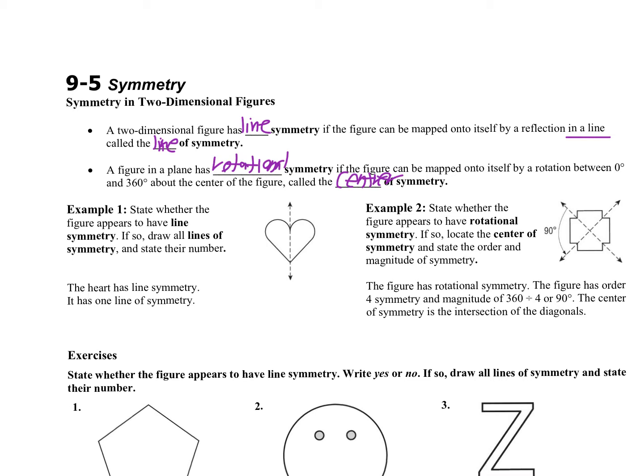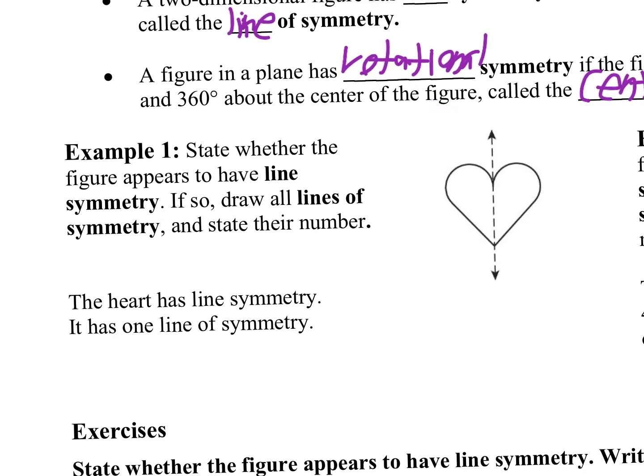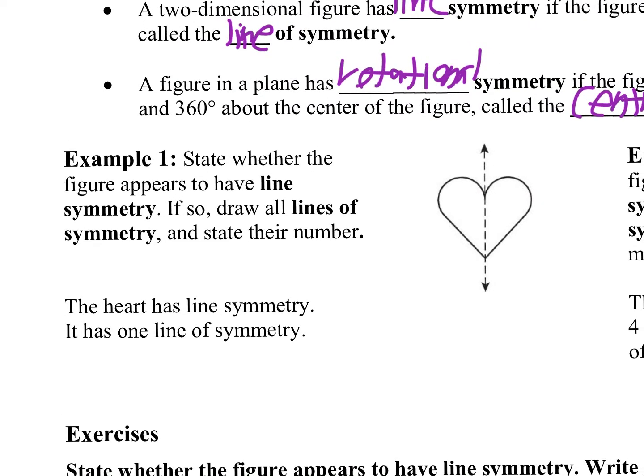So for my examples here, I'm going to state whether or not the figure in example 1 appears to have line symmetry. If so, I'm going to draw all lines of symmetry and state their number. Well, if you take a look at that heart, the heart has line symmetry, but it only has the one line of symmetry going through here. It doesn't have symmetry along any other possible line. So the heart has one line of symmetry.